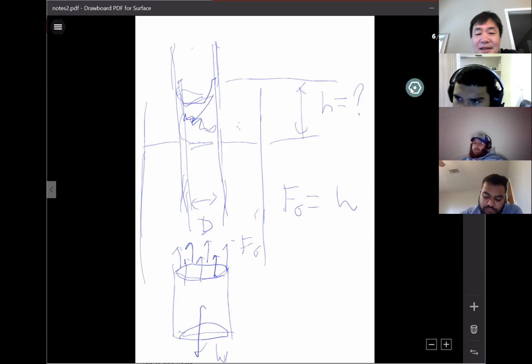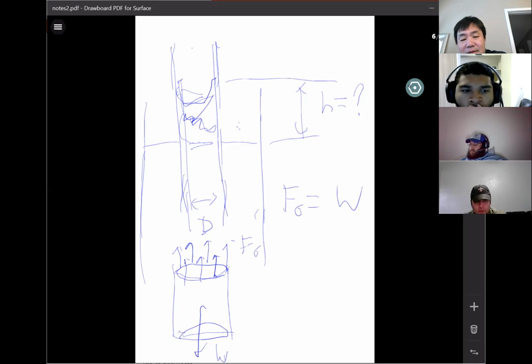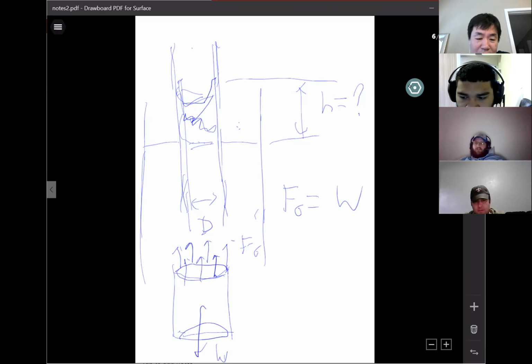I think it's easy. The surface tension force balances the weight. Did I use W in my drawing? Look at my drawing, the free body diagram. I have two letters here: F sigma, and the weight is W. Basically, follow your drawing. F sigma equals W. That's right. That's the equation for this problem.